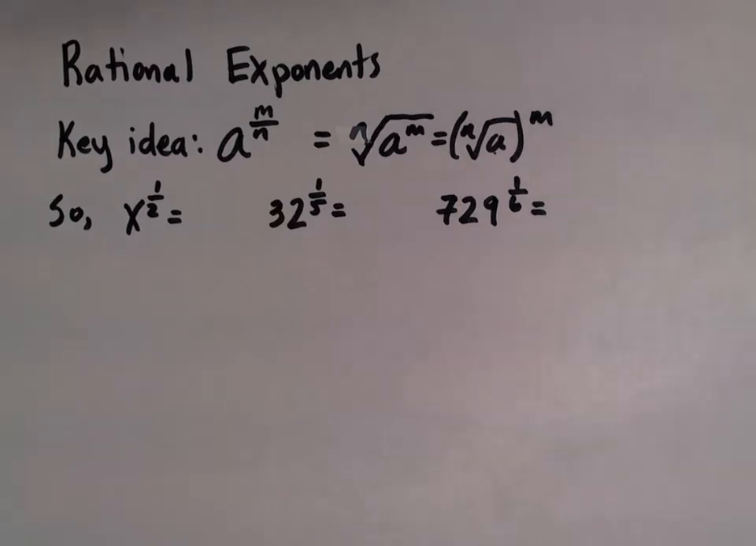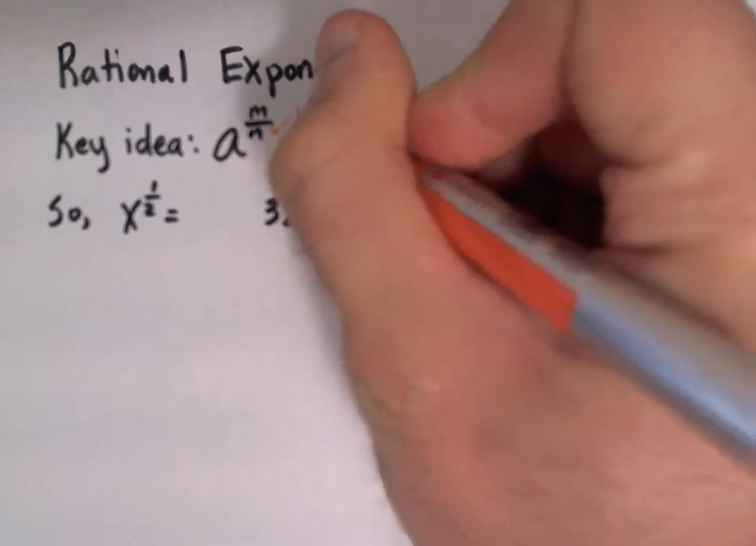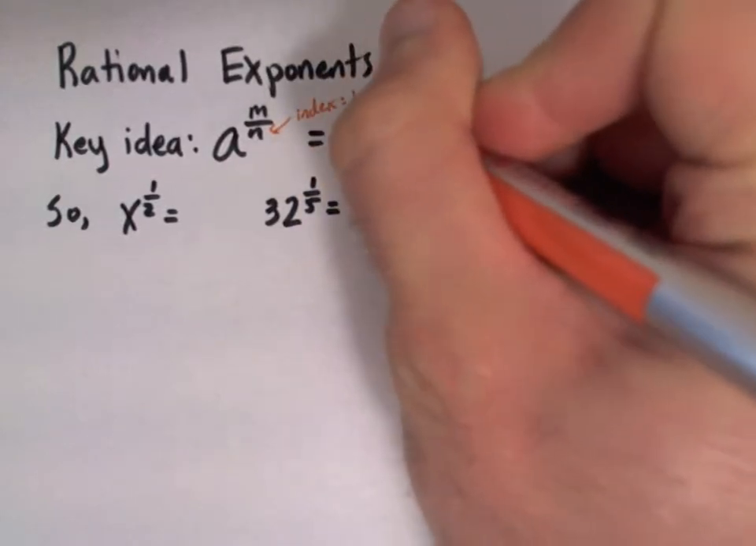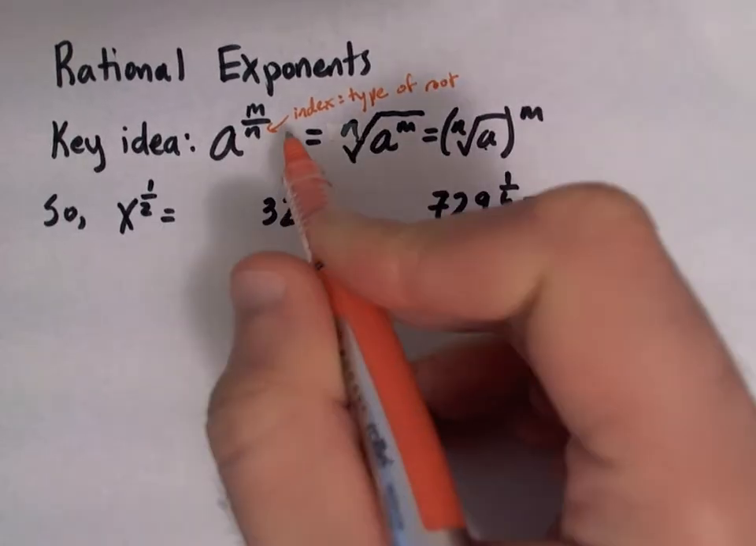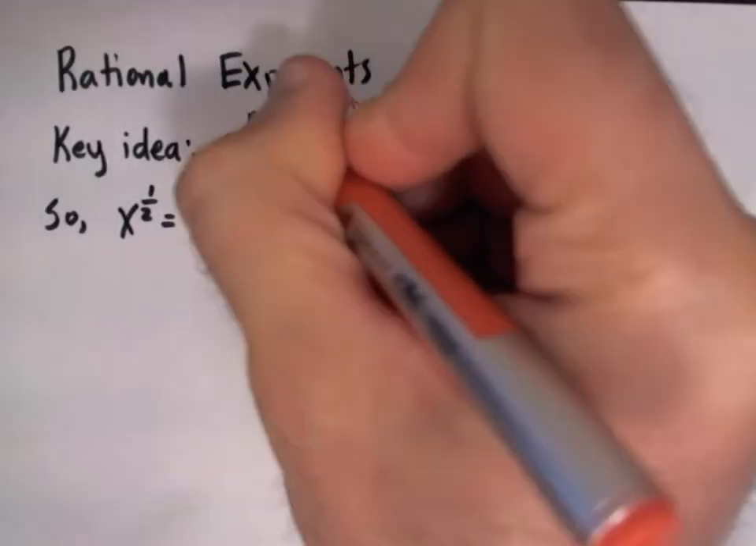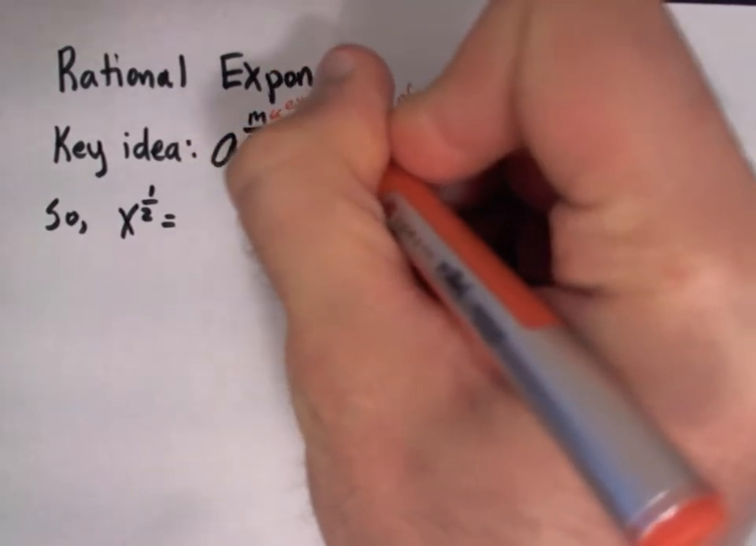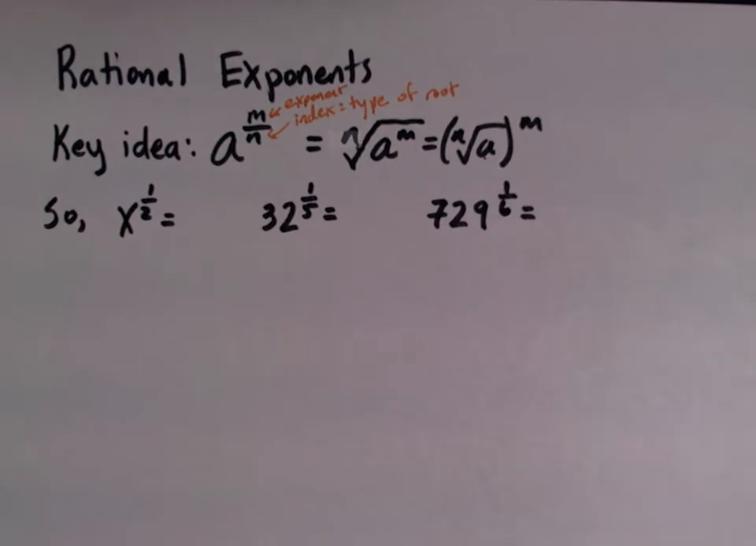So just to keep in mind, the n is the index, the type of root, and the m is just your exponent. Okay, so knowing that, just some quick examples.